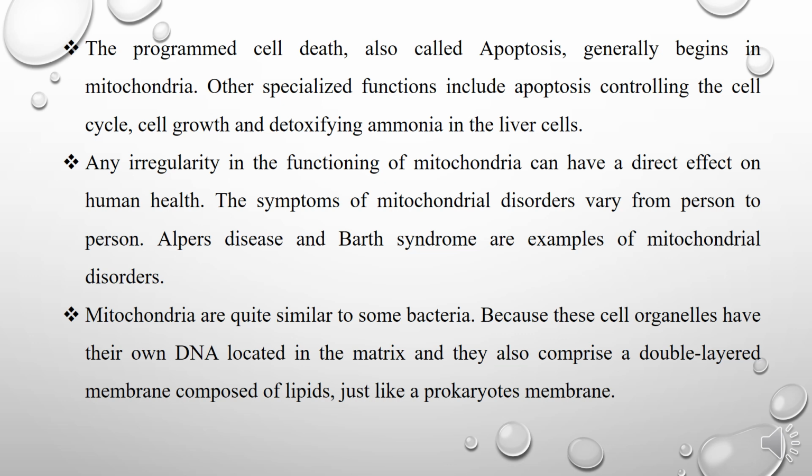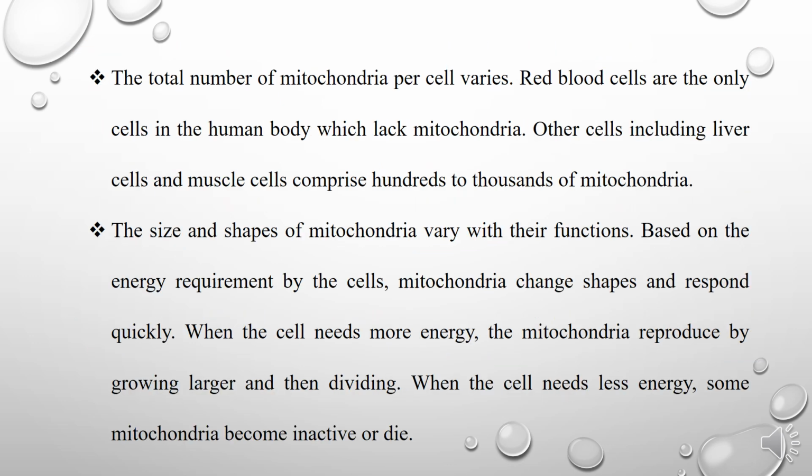And these mitochondria are quite similar to some bacteria because these cell organelles have their own DNA, which is located in the matrix, and they also comprise a double layered membrane composed of lipids, that is phospholipids, just like a prokaryotic membrane. And the total number of mitochondria per cell varies, and RBCs are the only cells in the human body which lack mitochondria, so they do not have any energy for doing their function. Other cells, like liver cells and muscle cells, comprise hundreds to thousands of mitochondria.